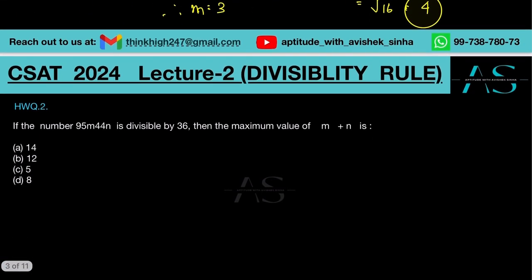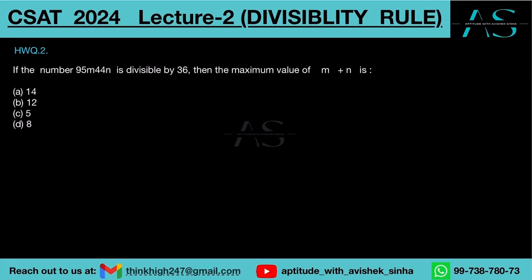Alright, so moving forward. Next question. If the number 95m44n is divisible by 36, again a composite number, break this number into its co-prime factors. So can you think of any co-prime factors? Yes, 9 and 4. So the product of the co-prime factors must be equal to the number. That is how you break these values. And this becomes the rule of 36.